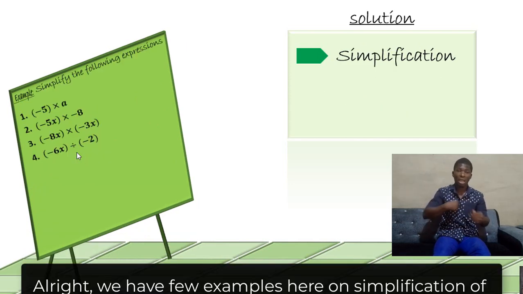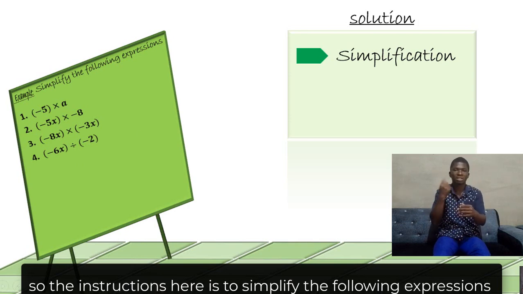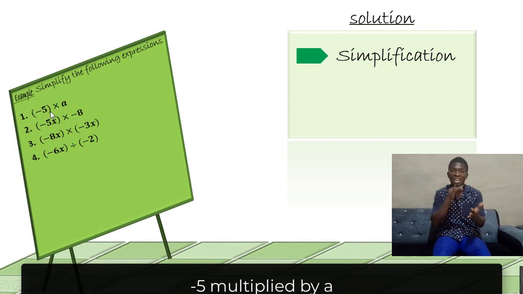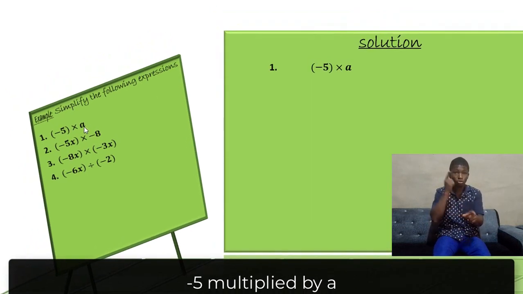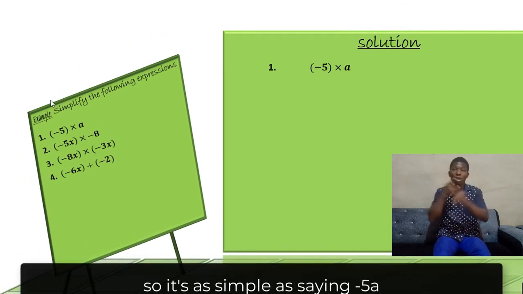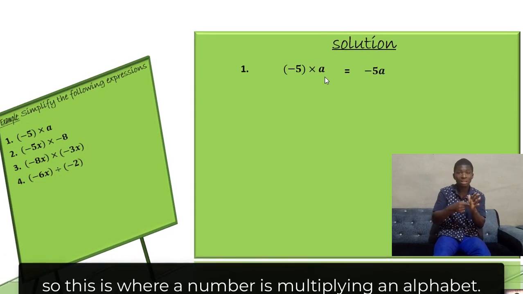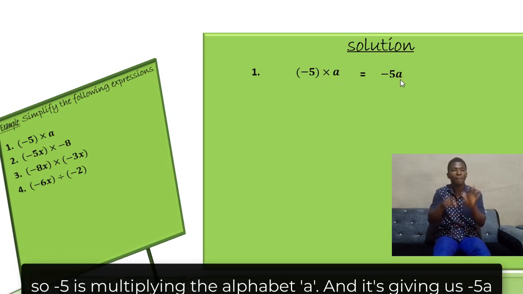Alright, we have a few examples there on simplification of algebraic terms. So the instruction here is that we are to simplify the following expressions. The first example we have here is minus 5 multiplied by a, just like we have it there on our screen. So the question says minus 5 multiplying a. It's as simple as saying minus 5a. This is where a number is multiplying an alphabet. Minus 5 is multiplying the alphabet a, giving us minus 5a.